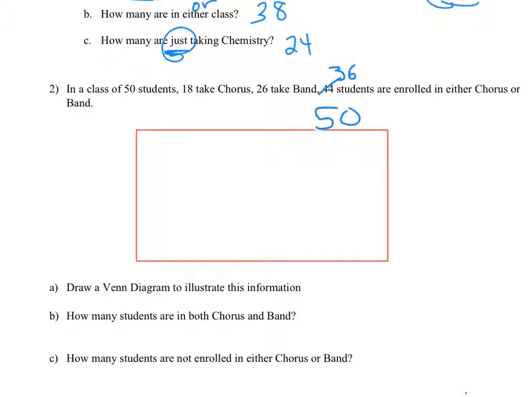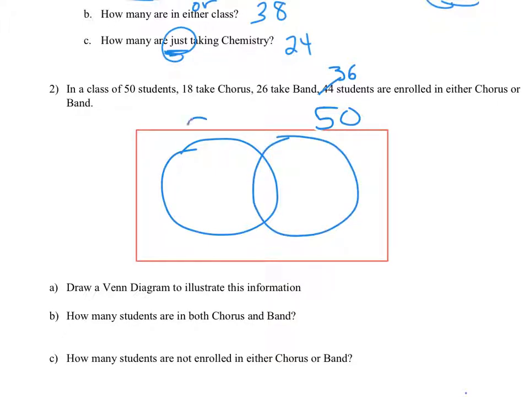So when we do this, we have 50 students, and we have our 2 circles. We have band and chorus, or chorus and band, however you want to label it, it doesn't matter. I'll do chorus here and band here because it's the way it's written. In this circle here, this is all the people that have taken chorus, so that should be 18. This one is band, so that should be 26.